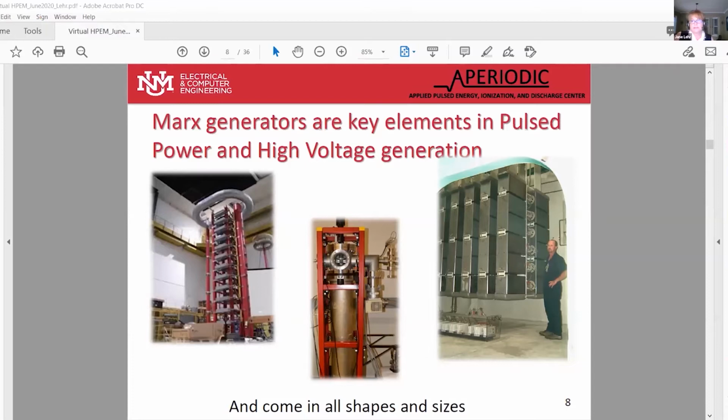So here's the simple picture. Anybody who has a Marx bank is given a lab tour and explained that a Marx bank operates by charging capacitors in parallel and discharging them in series through spark gap switches or other switches. This is a quote taken from the really excellent paper of Morrison and Smith, where first they note that the voltage that's being put on the load is NV0, and that actually is not correct.